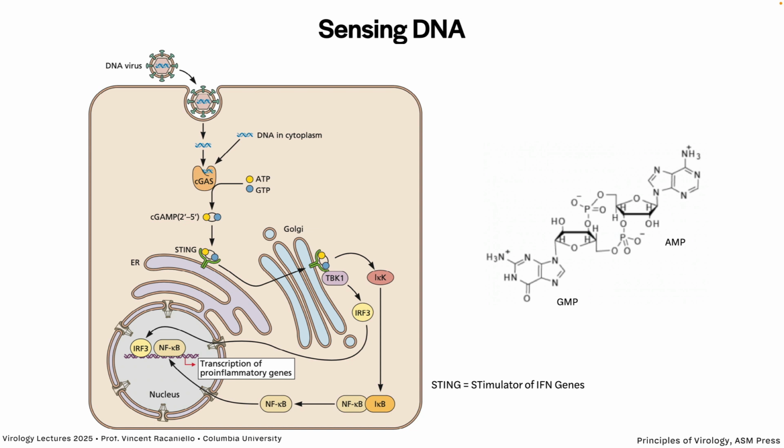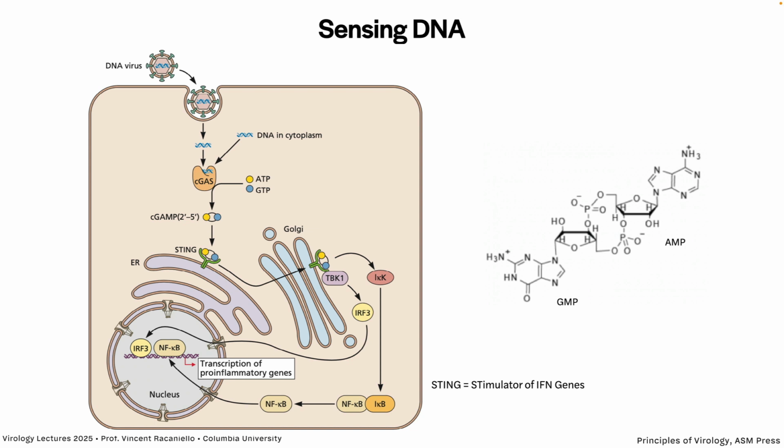But this one is cool because if there's some double-stranded DNA in the cytoplasm, which is not supposed to be there in an uninfected cell, it is sensed by a protein called cGAS. cGAS is an enzyme, cyclic GMP-AMP synthase. It takes a molecule of ATP and a molecule of GTP and makes a cyclic molecule, cGAMP it's called. And this is what it looks like. It's an AMP and a GMP with this unusual cyclic bridge. That molecule then is sensed by STING.